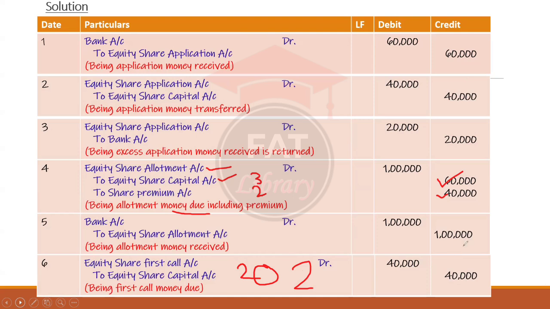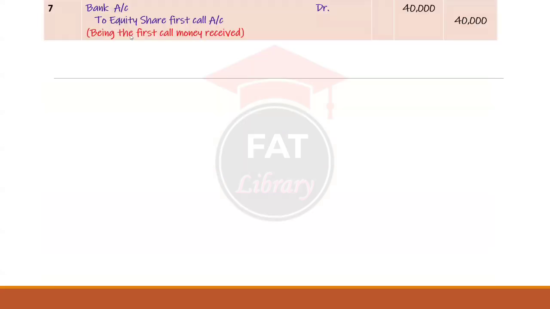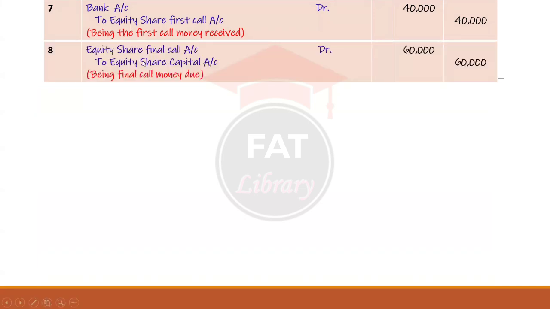In this problem, they have not given any call scenarios in the first call. So for the first call, whatever money was due for receiving, you can see the journal entry, bank account debtor to share first call account, 40,000, whatever it was due. So overall amount they are receiving. So there is no call scenario. So in the final call, equity share final call account debtor to equity share capital. It's happening for 3 rupee per share. So 60,000 rupees was due. So for that we have taken the journal entry.